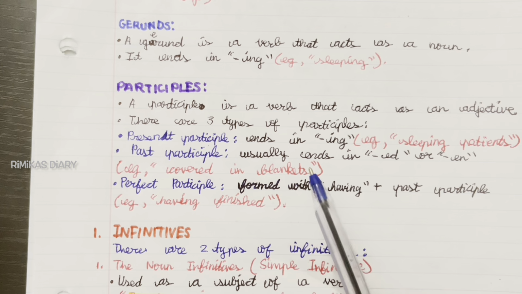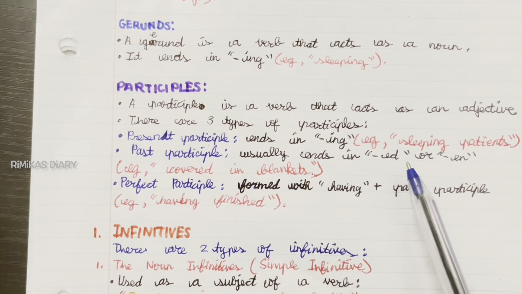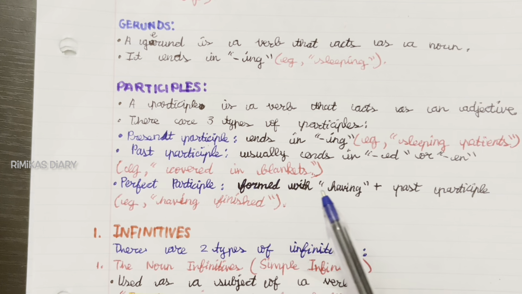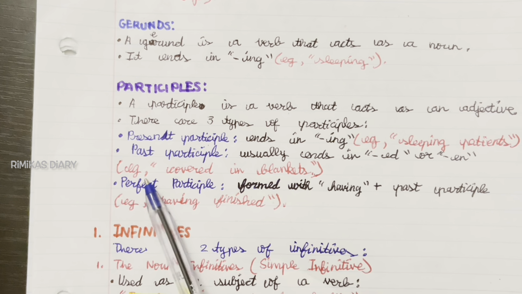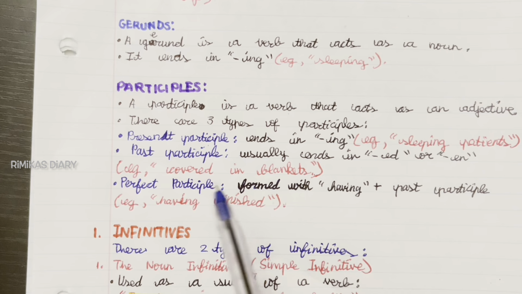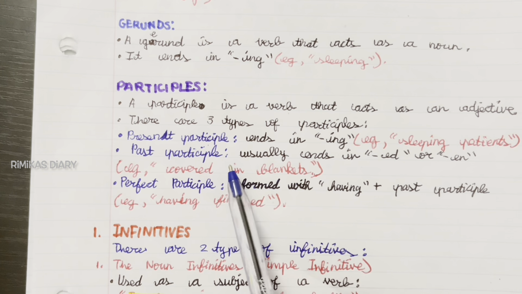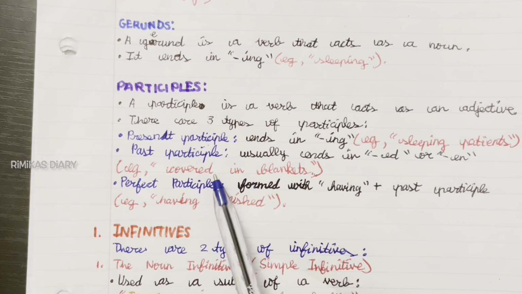So present participle ends in ing. Example, sleeping patients. Next, past participle usually ends in ed or en. Example, covered in blankets. Here, covered is the past participle and it ended with ed.